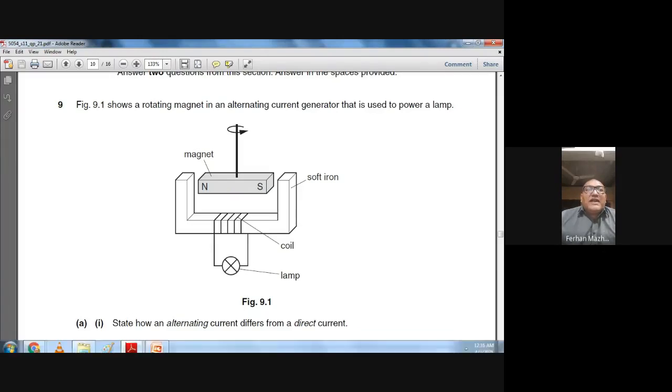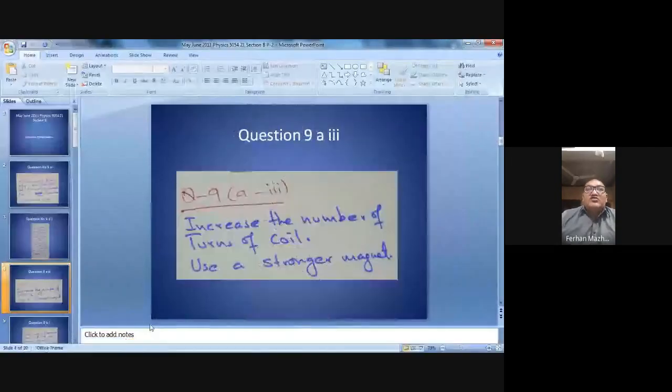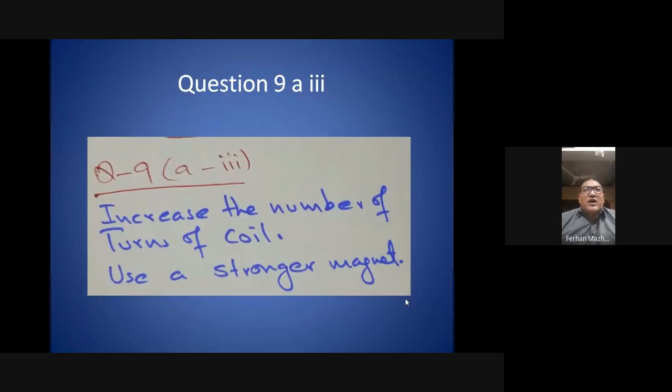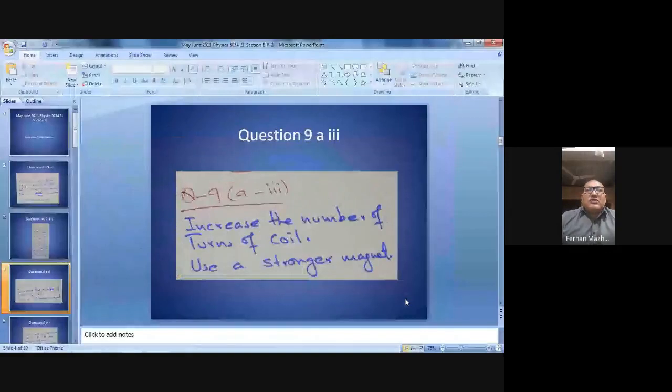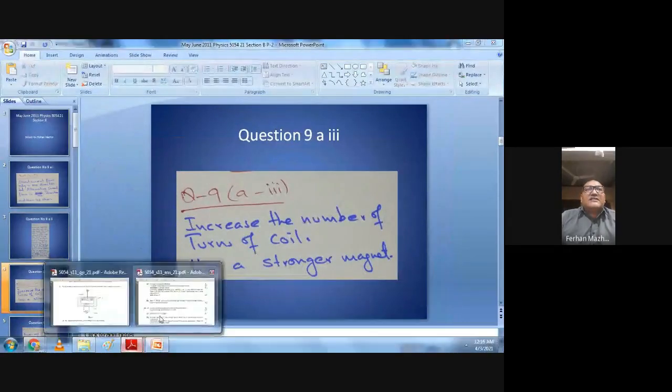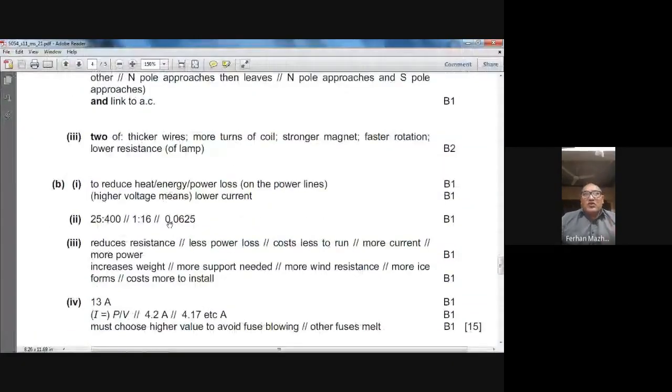So let me show you my answer. I have written this answer also. So here you have to only suggest two answers. Increase the number of the turns of the coil or use a stronger magnet. I have written just two, and let me show you the marking scheme. What the marking scheme says: any two of you can mention, thicker wires, more turns of coil, stronger magnet, faster rotation, lower resistance of the lamp. So you can mention any two from here. So the next question, let's move to the next part.